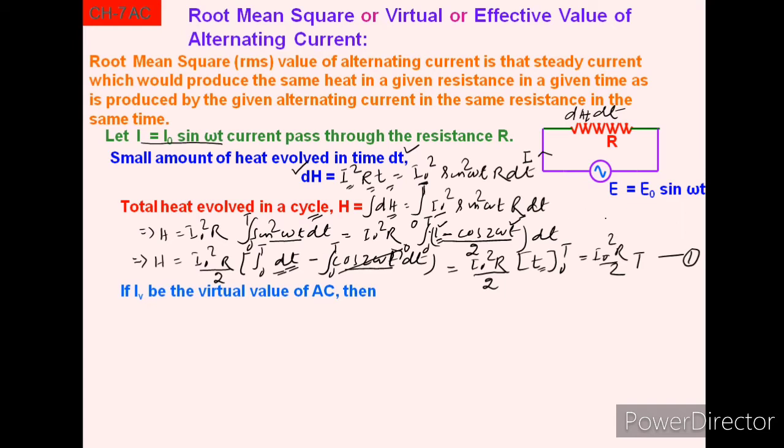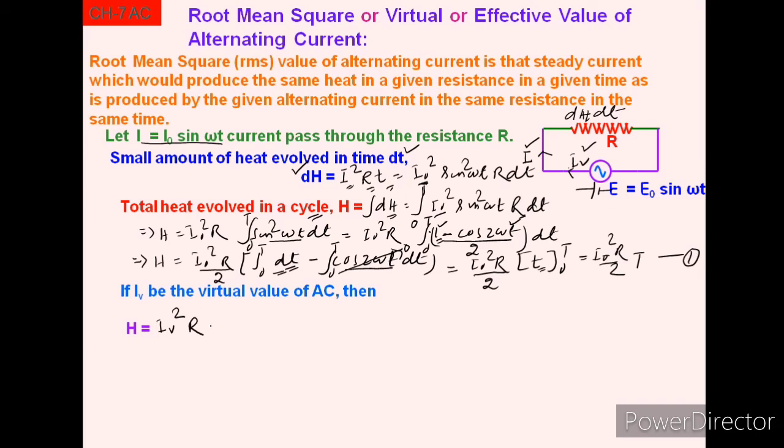Next then, so this was when we are passing the alternating current I. Now let's replace this alternating EMF source by a direct current source. Then when we replace this by a direct current source, let the current flowing be IV, which is the virtual value or effective value. So if IV is the virtual value of AC, then we can write it's equal to I square RT.